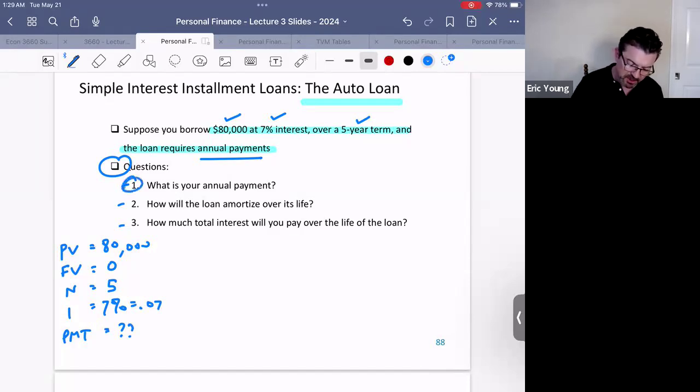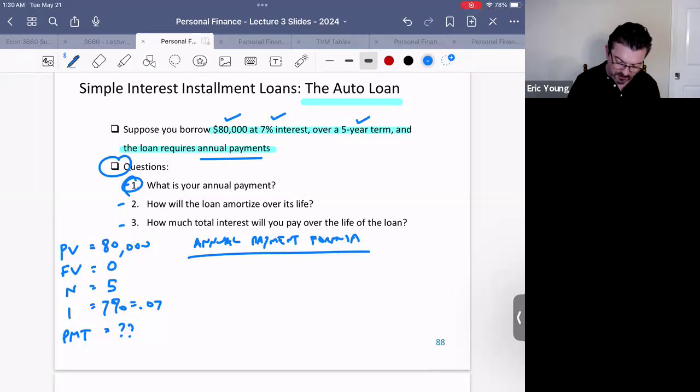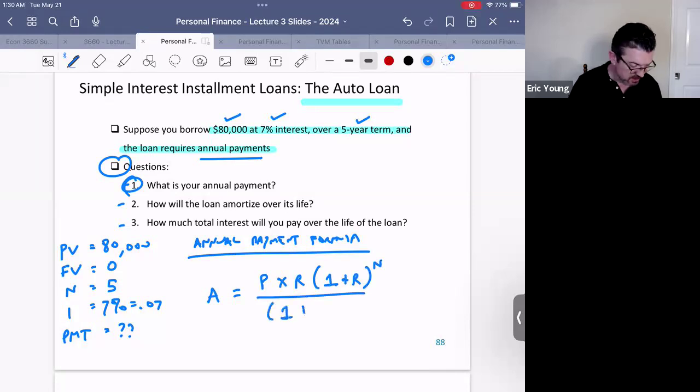So we have to answer our first question. What's our annual payment? And there's actually a few ways that we can solve this. There's 3 actually. There is an annual payment formula. And that formula is A equals P times R times (1 plus R) to the N over (1 plus R) to the N minus 1.